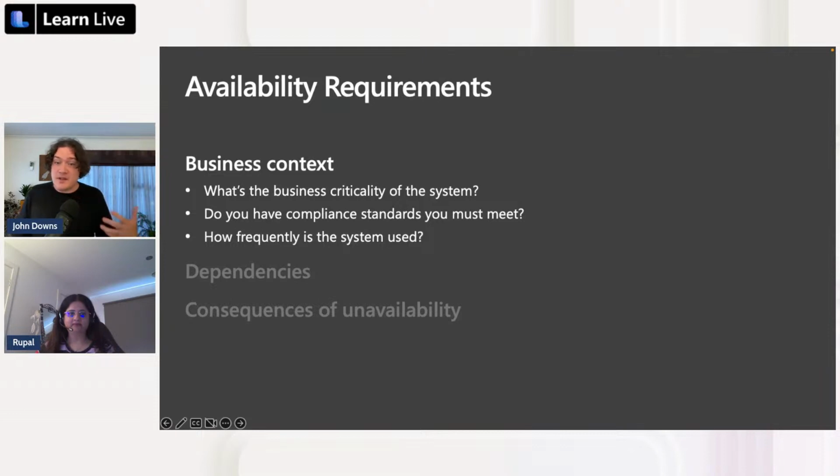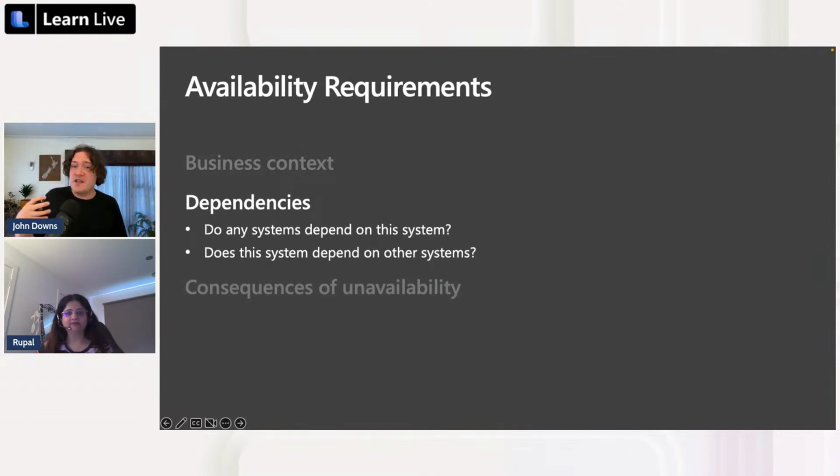Now, a related but different question is how frequently the system is used. It's possible to have systems that are business critical, but that are only used occasionally. So, for example, a month-end accounting processing system, right? Or a system that you use to submit tax returns. You don't use these every day, but when you use them, they're really important. Likewise, you might have other systems that are frequently used, but that aren't critical, right? Mm-hmm.